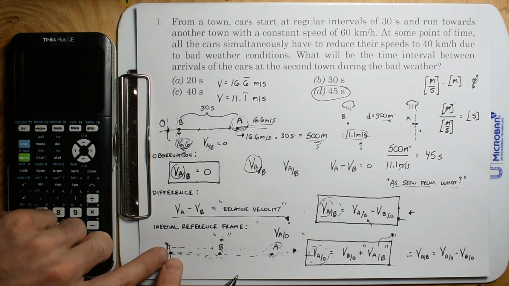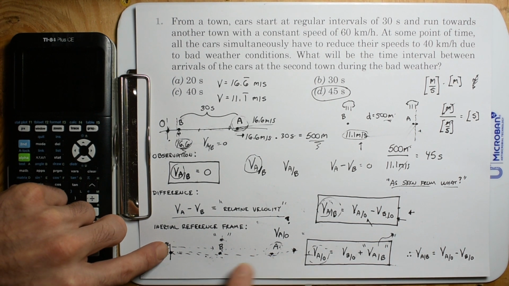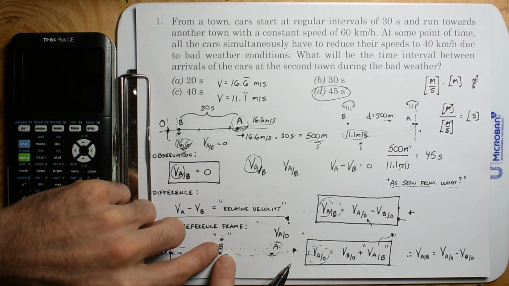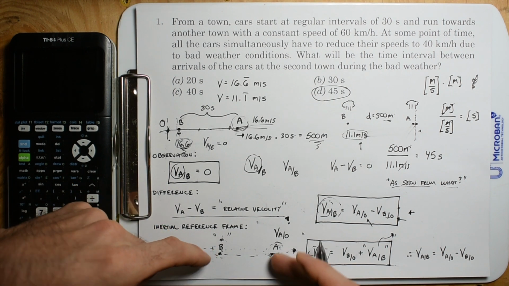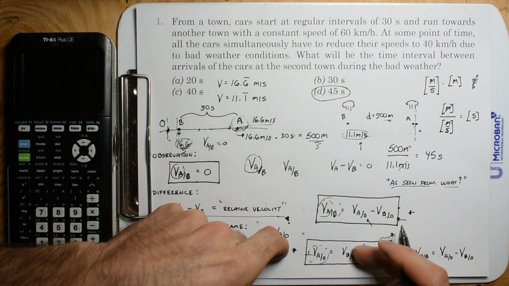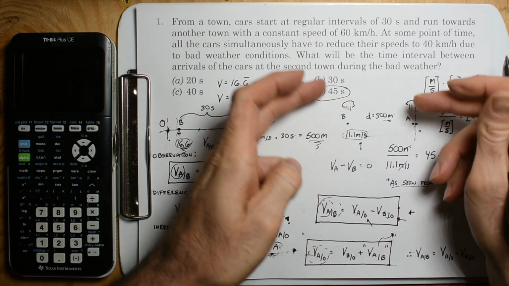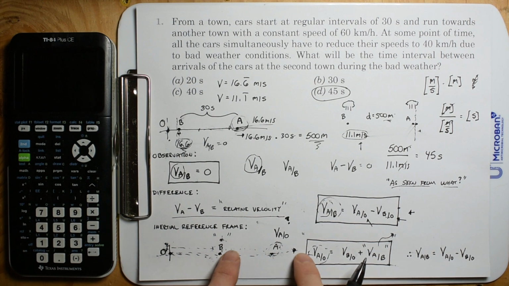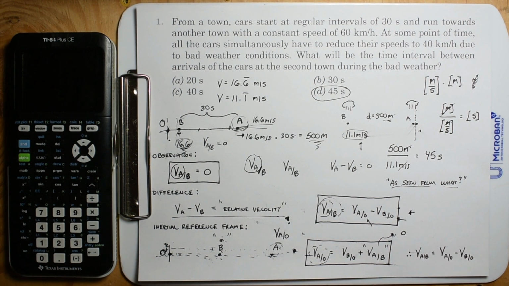So again, the velocity of A as seen from the starting line is the velocity of B as seen from the starting line plus the relative velocity, the velocity of A as seen from B. But in this problem, these two cars are pacing each other, going the same speed. Even when the storm hits, they have to reduce their speed simultaneously, so they're always traveling the same speed. So the relative velocity between them is going to be 0.